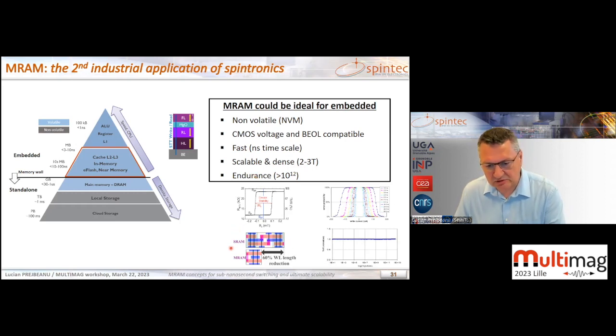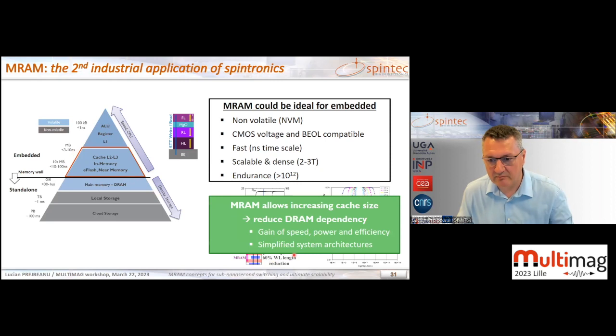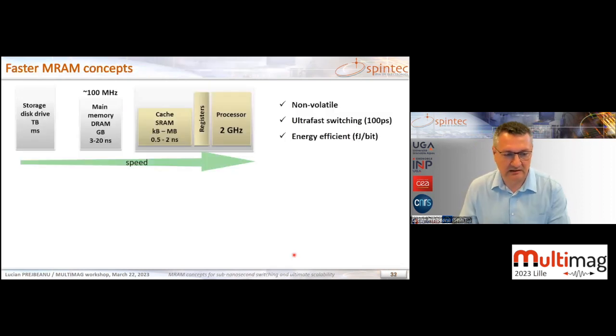And in some demonstrations so far, we demonstrated, for example, that for similar properties, MRAM can have, with respect to the SRAM, which is the memory fast enough, highly endurant for this cache application, a gain in size by about 60% by using MRAM architectures. So MRAM could allow to increase the cache size, can also reduce the DRAM dependency with a gain of speed, power, and efficiency, and potentially with some simplified system architectures. Now, in order to go faster, I mentioned some numbers in terms of speed needed for cache, registers, and processor. On top of this non-volatility and energy efficiency, there is a need for ultra-fast switching.